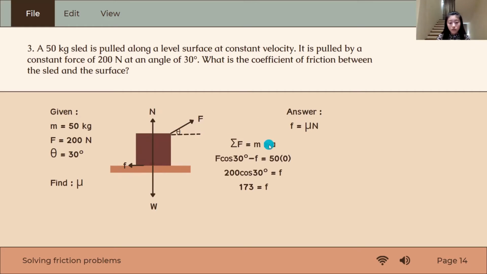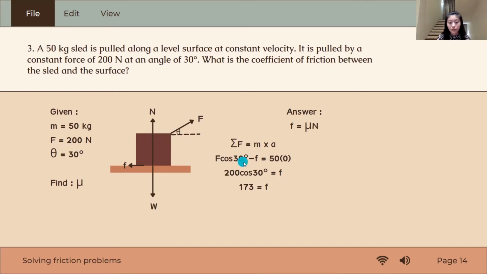And we also use Newton's second law, sigma F equals mass times acceleration. For the sigma F, we use F cos 30 degrees. Why? It is because if we look at the horizontal net force, it is F cos 30 degrees, not F, because we have to break down those forces into the X component and Y component. And for the horizontal, we use the X component, which is F cos 30 degrees.